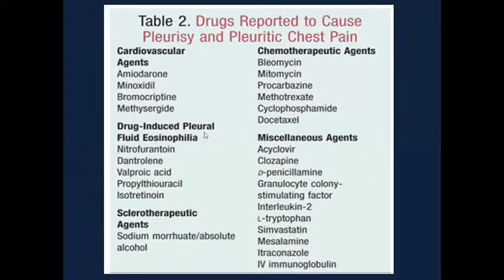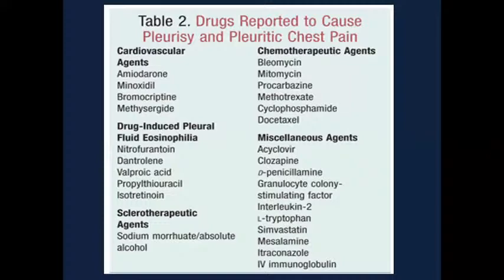It is important to remember that you can actually have pleurisy, pleural effusion, and pleuritic chest pain as a result of drugs. And so taking a good history when patients present with pleural pain is important. Some of the commoner agents would be cardiovascular agents like amiodarone, bromocriptine, and pleural effusion with eosinophilia, as you get with the use of nitrofurantoin, which is fairly commonly used.